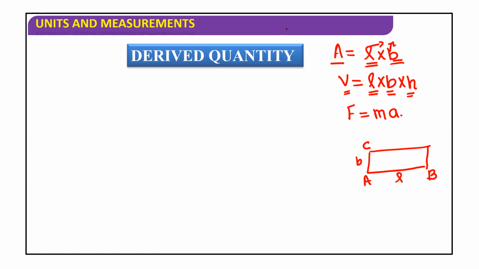Am I audible? Yes, sir. So both these quantities are fundamental quantities, right? When two fundamental quantities are getting multiplied, we get another quantity, that is area. In order to calculate the area, we must know the value or the magnitude of two fundamental quantities, which are length and breadth. Without knowing this, we will not be able to calculate the area, right?